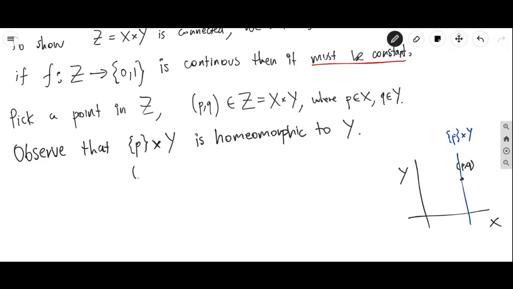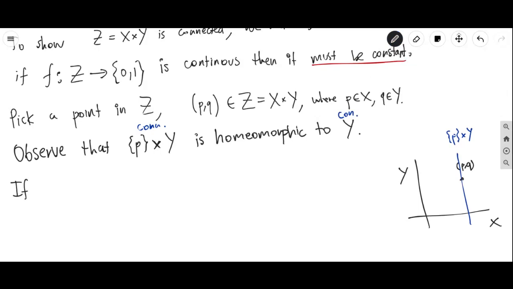And the mapping here is obvious, right? You take (p, y) and you map it to just y, and it's an easy exercise to prove. It's clear that this is a bijection, and you just have to show it's a homeomorphism. So I leave that up to you, right? If you look at it visually, it just looks like a copy of Y. So as a set, this is different from that, but topologically speaking, they are the same thing. And what do we know about Y? Y is connected. So because of the homeomorphism, this is connected.